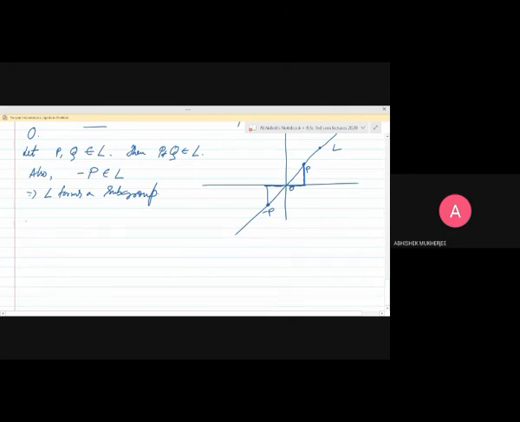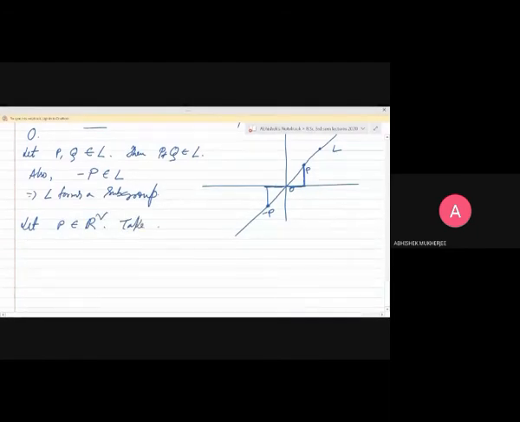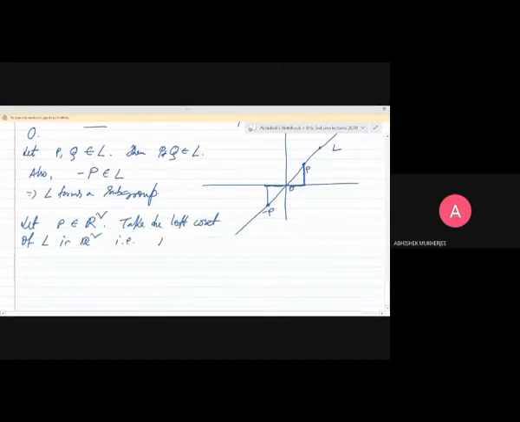So let P be a point belonging to R2 and take the left coset of L in R2, that is P plus L. Okay, P plus L. Then what is the left coset? So how does it look like? What are the elements of P plus L?